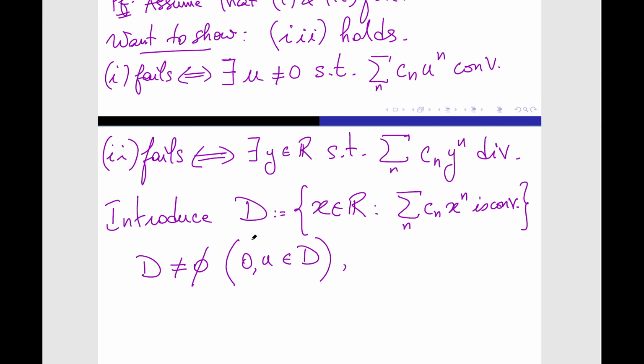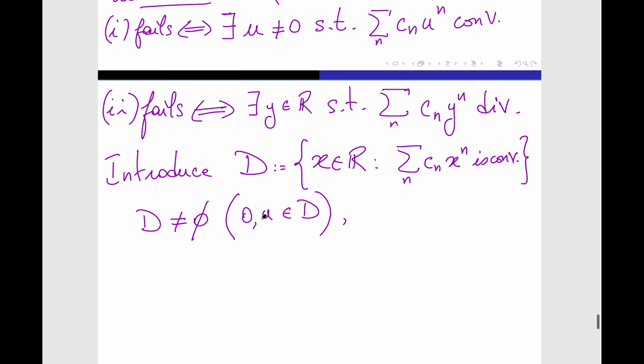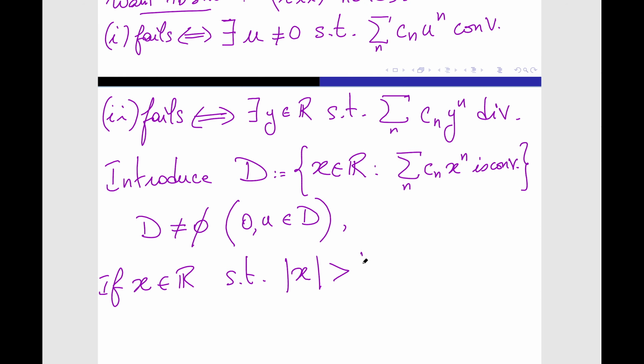Does D have an upper bound? Does D have an upper bound? What can you say about a number X? So if X is a real number such that X is greater than the absolute value of Y, what can we say about this? Well, what do we know about the series when you replace X by Y? You get the divergence, right?